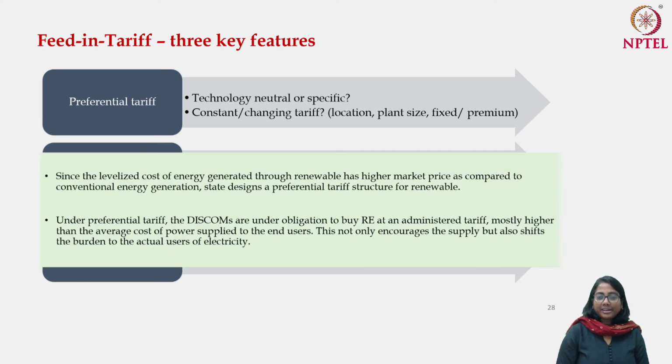Under preferential tariff, the logic goes like this. Since we have already discussed that the levelized cost of energy generated through renewables has a higher market price as compared to conventional energy generation, the state has to design a preferential tariff structure for the renewables, so that the discoms or the utilities are, quote unquote, forced to buy this renewable energy based power at a higher price. So the price is higher, but there has to be some mechanism so that they buy this power.